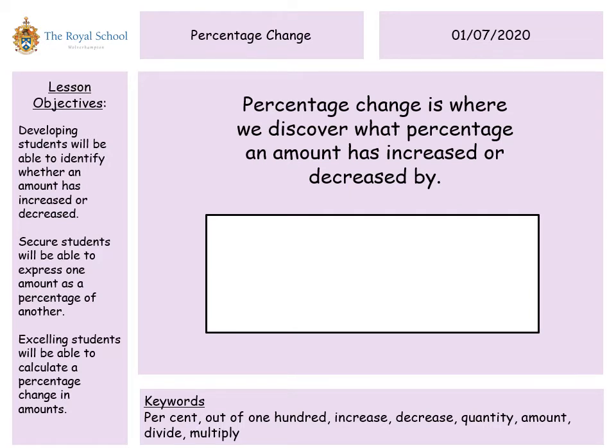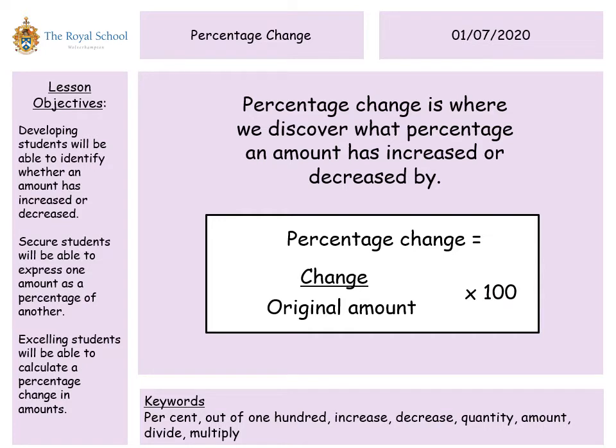So moving on, we're going to have a look at calculating percentage change in amount. So percentage change is where we discover what percentage an amount has increased or decreased by. And it'd be well worth writing down the key note that's in the box here in your notebooks, so we can see this and use this in upcoming questions. So percentage change is the change divided by the original amount times by 100.